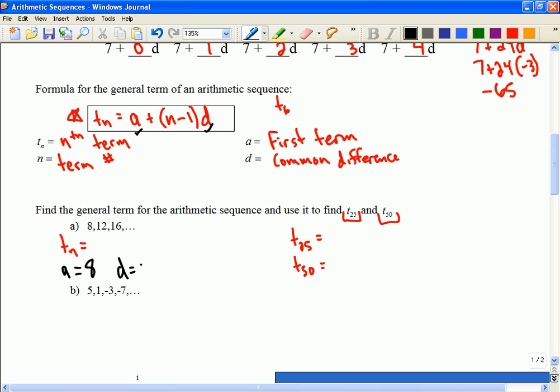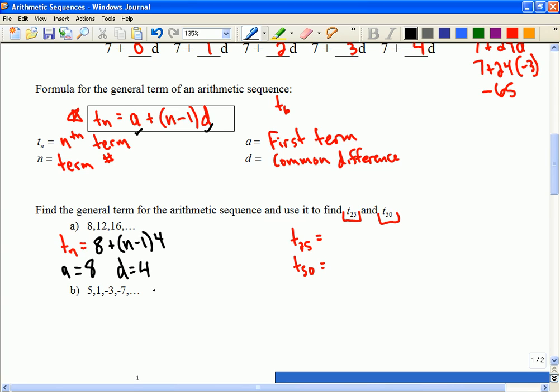What do you think? Put it on your hand. Hold your hand up. What's the common difference? Okay. So I can now write the formula out. The first number is 8, and the common difference is 4.